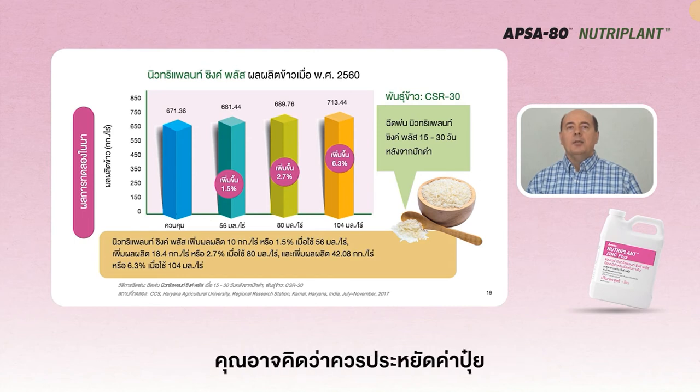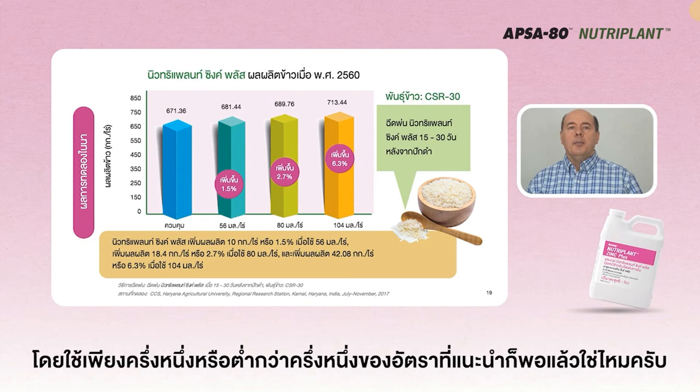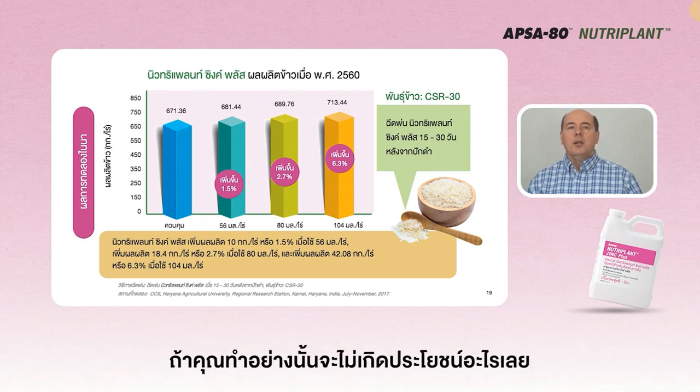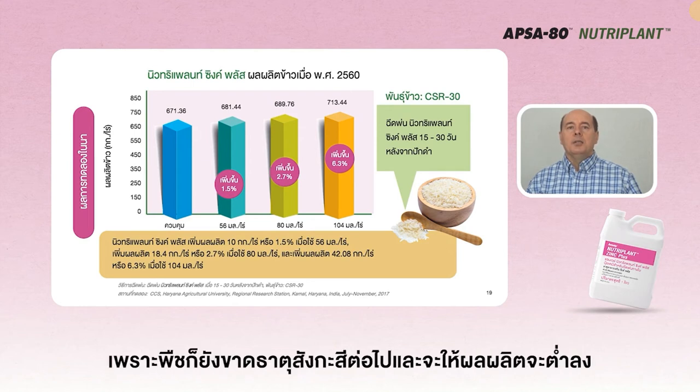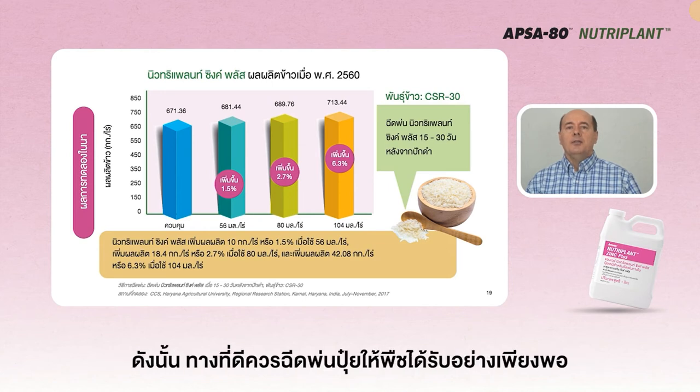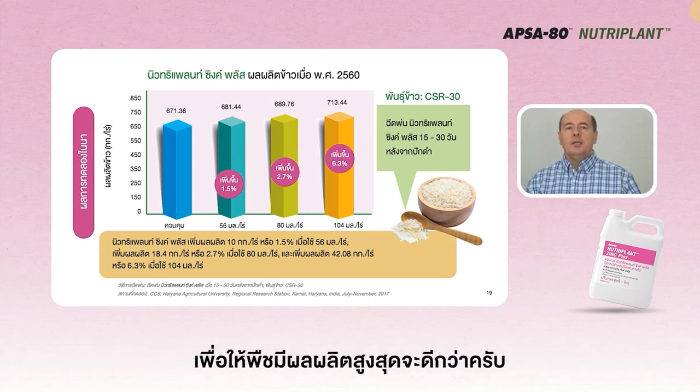You may think about saving on the product and applying maybe half rate or less. Doing that, you may not get as much of a benefit because the plant will still be deficient in zinc. So it's important to supply enough zinc for the plant to maximize yield.